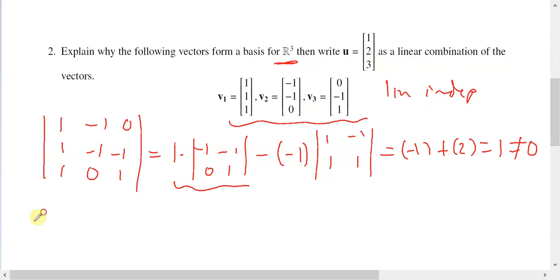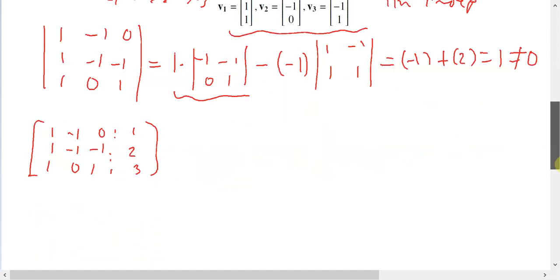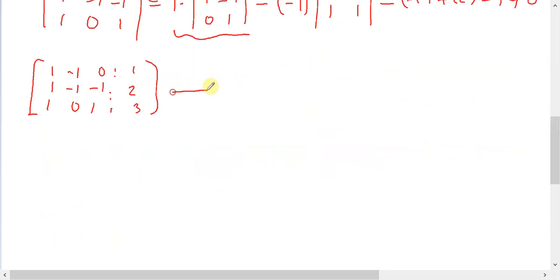And so now I can set up the system of how these 3 vectors, so it would be some C1 V1 plus C2 V2 plus C3 V3. I want that to equal this vector U. Well, that leads to the following system: 1, 1, 1, minus 1, minus 1, 0, 0, minus 1, 1. And I want to set that equal to 1, 2, 3. So I solve this system. I'll take minus row 1, add that to both row 2 and row 3, to get my new row 2 and row 3.